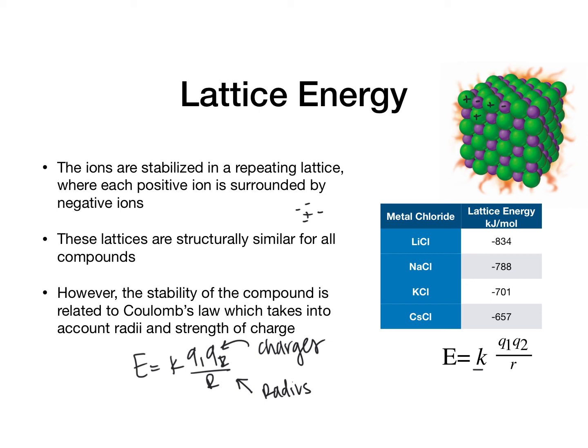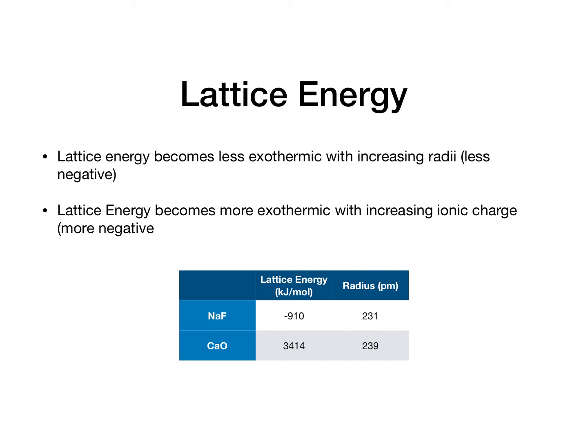So in all of these, the charges are the same, but the radius is going to change, because as you go down a column in the periodic table, the radii are going to get bigger. So this takes into account that information. Lattice energy becomes less exothermic with increasing radii, less negative. Basically, it's less strong. And it becomes more exothermic with increasing ionic charge.